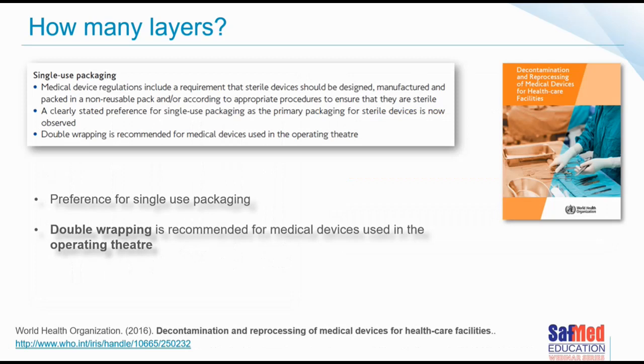What do the World Health Organization's 2016 guidelines say? Clearly, medical device regulations include a requirement that sterile devices should be designed, manufactured, and packed in non-reusable packs and/or according to appropriate procedures to ensure they are sterile. A clearly stated preference for single-use packaging as the primary packaging for sterile devices is now observed, and double wrapping is recommended for medical devices used in the operating theatre.